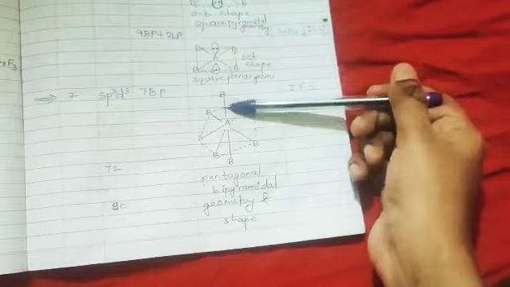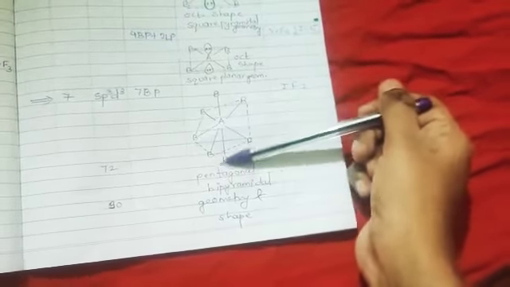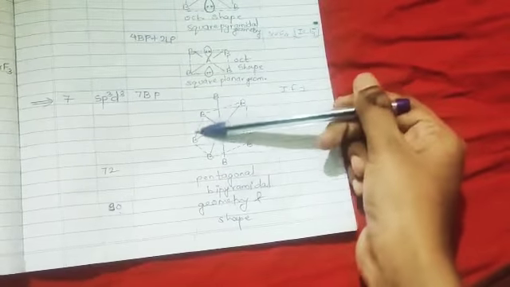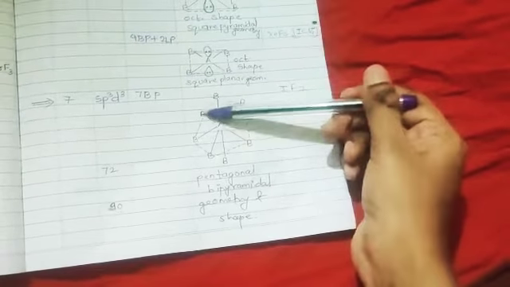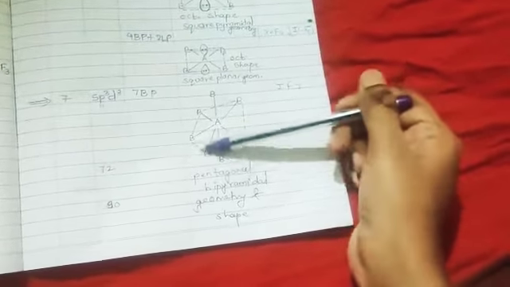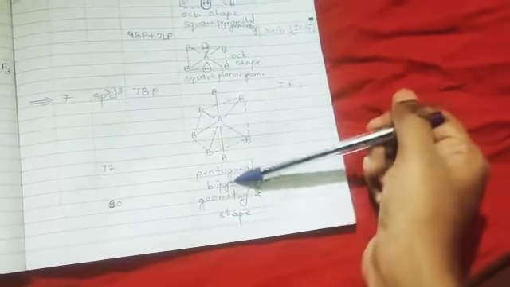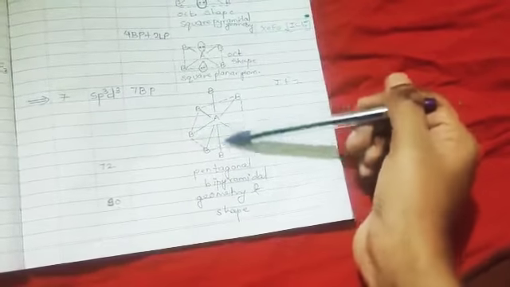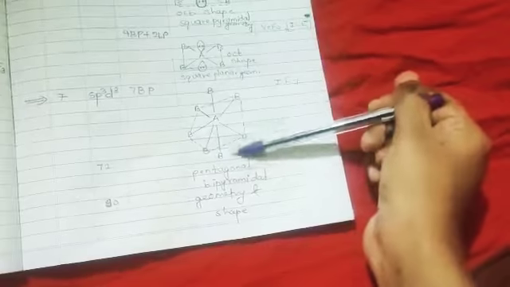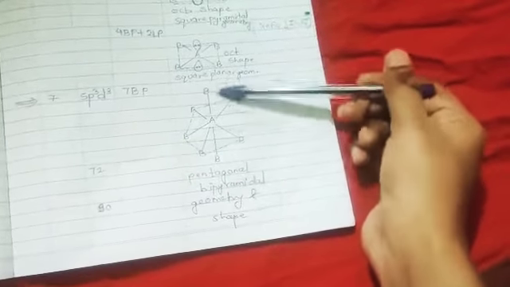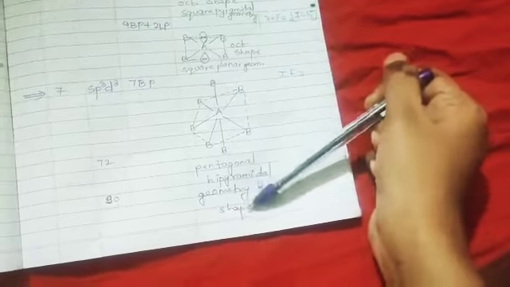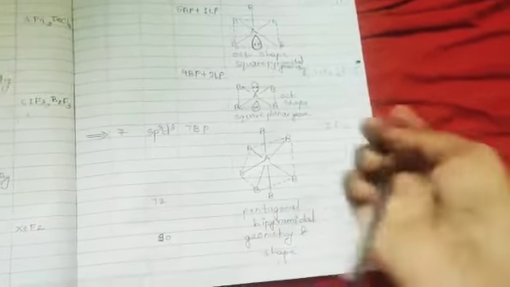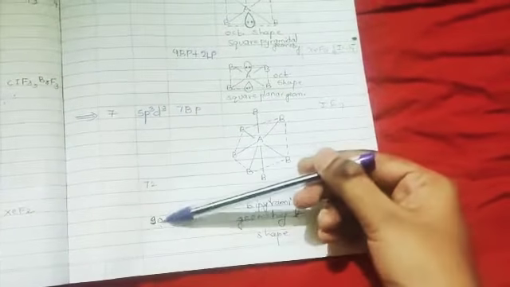So this is the pentagonal base, and if we join all these atoms except the central atom, we get a pyramid. Here we get one pyramid on the upper side, and on the downside we get another pyramid. So it is bipyramidal. Geometry and shape are the same. Now the angles are 72 and 90 degree.